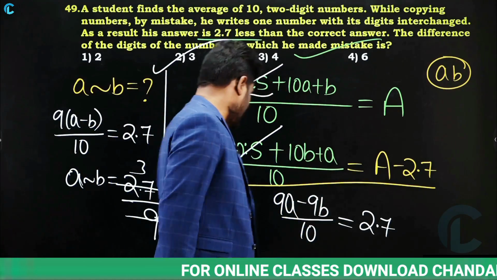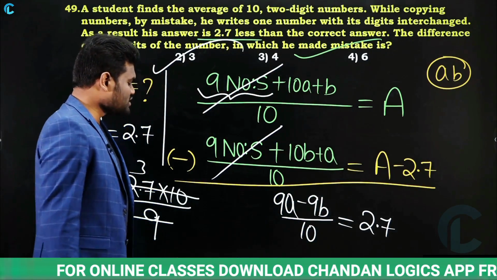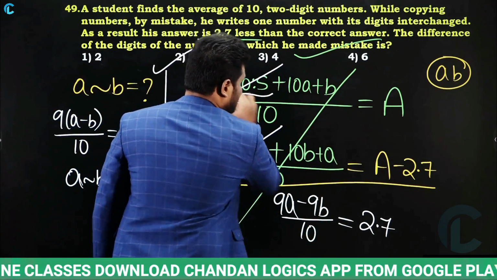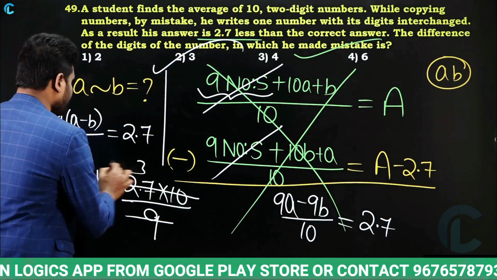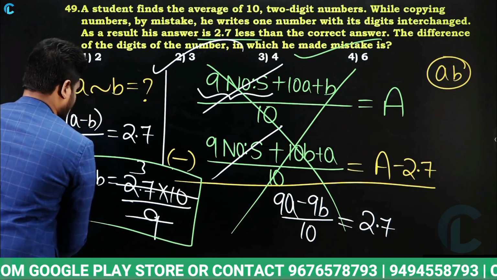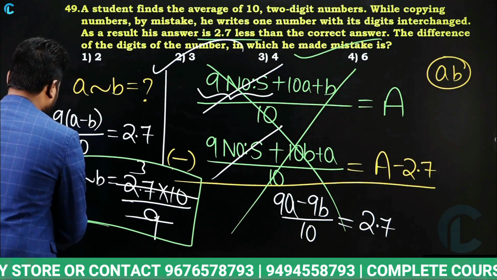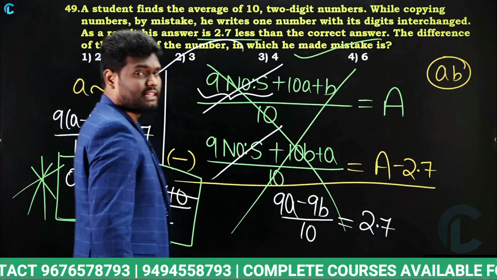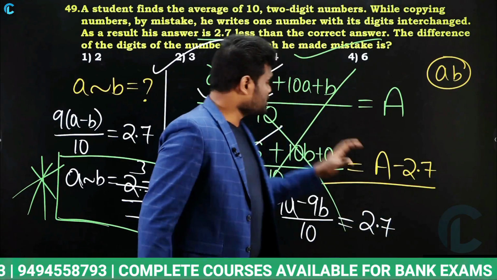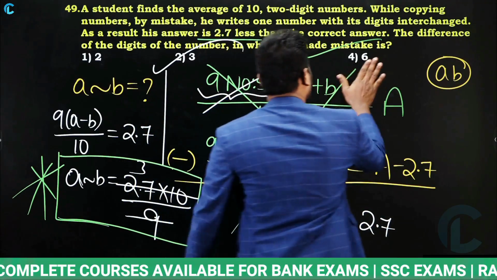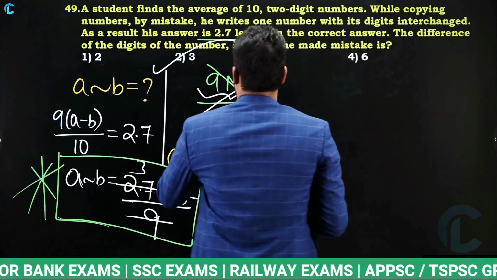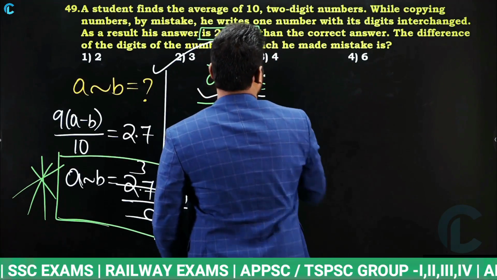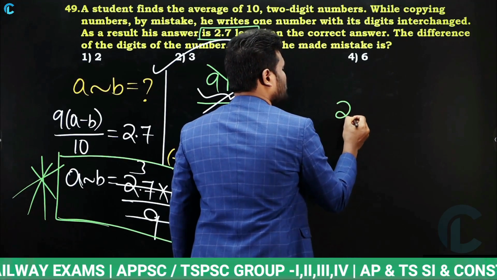Now truly speaking, from an examination point of view, do we need to do this calculation? This calculation is not required. From an examination point of view, you need to write this step directly. If you write this step directly, then you can get this answer in a fraction of seconds. Then how to write this step directly, instead of doing all this calculation? Observe here carefully. What is the difference you got here? The difference is 2.7. So write that 2.7.